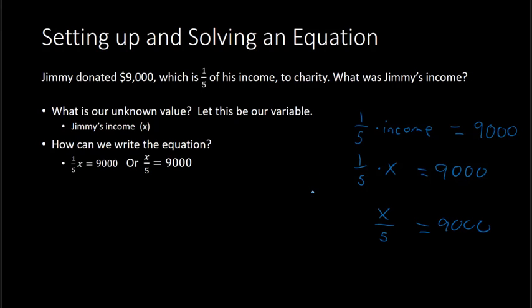So from here, we need to solve this equation. To solve, we do the opposite of dividing by 5. The opposite of dividing by 5 would be multiplying by 5. So I multiply both sides by 5. The 5s would cancel on the left side, which leaves me with x. On the right side, I have 9,000 times 5, which is 45,000. So my answer is $45,000. That is Jimmy's income.